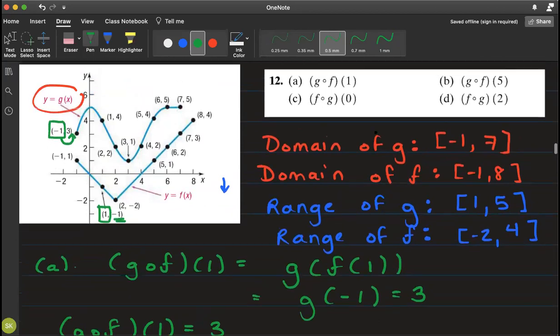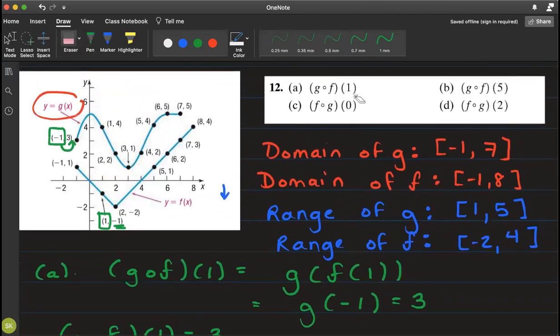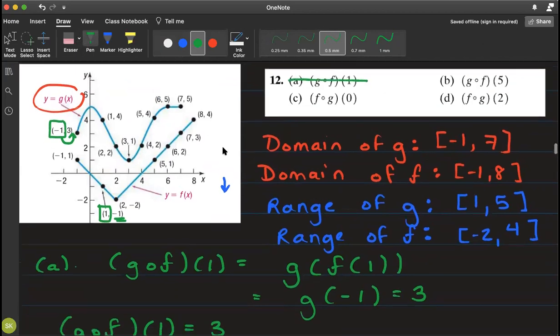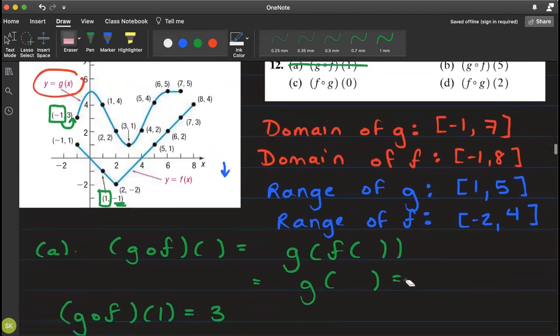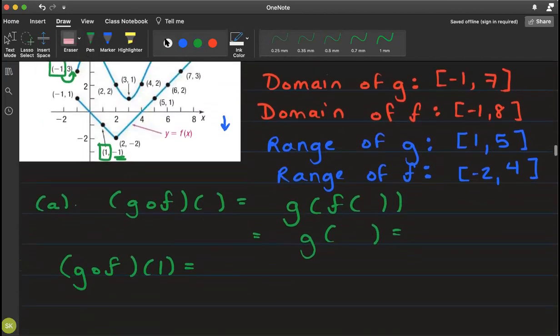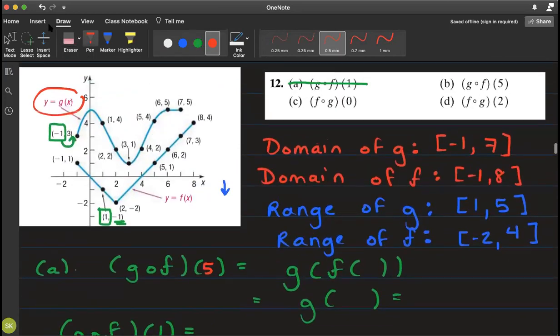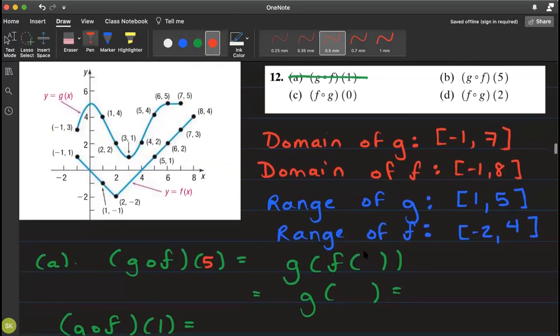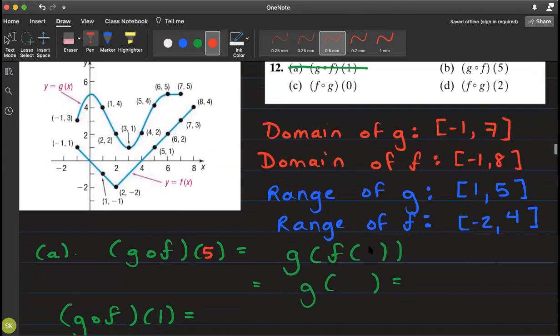Okay, let's try another one. So the next problem, let me cross this out because we've done this one. We're going to do g composed of f of 5. So I'm going to erase this number here, erase all of this. And I'm going to put the number 5 here because that's what we want to find. Let me erase this stuff.